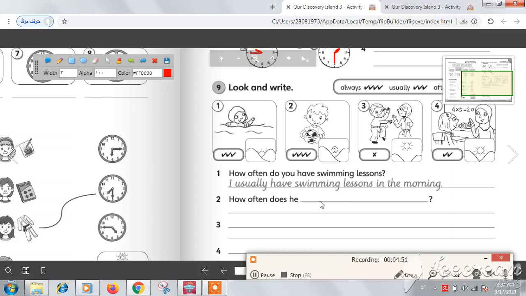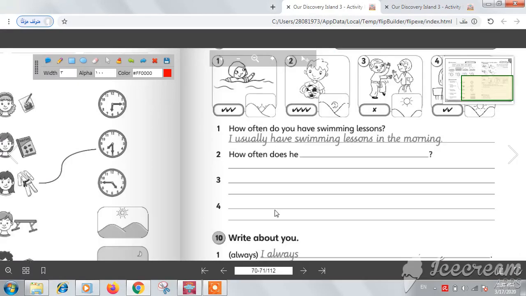I want all of you to do this exercise as homework. You can listen to me carefully. You can pause the video. You can watch it more than one time and write. All you have to do here is to listen carefully to what I said. You write the questions and then write the answers.